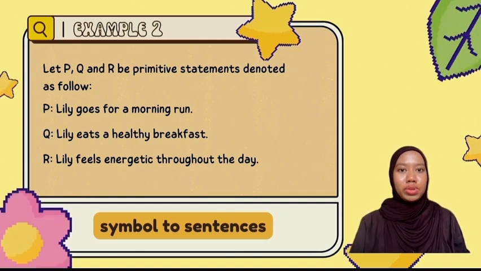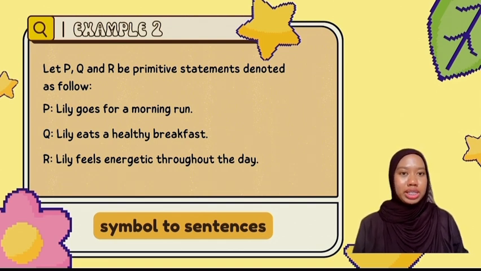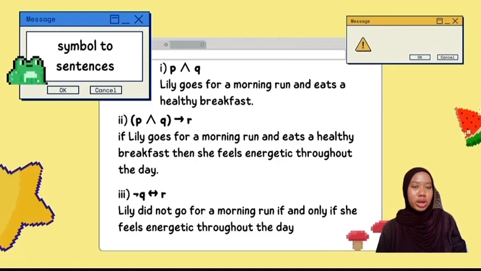Next is example 2. Example 2 is from symbols to sentences. Let P, Q, and R be primitive statements denoted as follows. P: Lily goes for a morning run. Q: Lily eats a healthy breakfast. R: Lily feels energetic throughout the day. First question, the symbol is P and Q. So we have to combine the two primitive statements. It becomes: Lily goes for a morning run and eats a healthy breakfast.